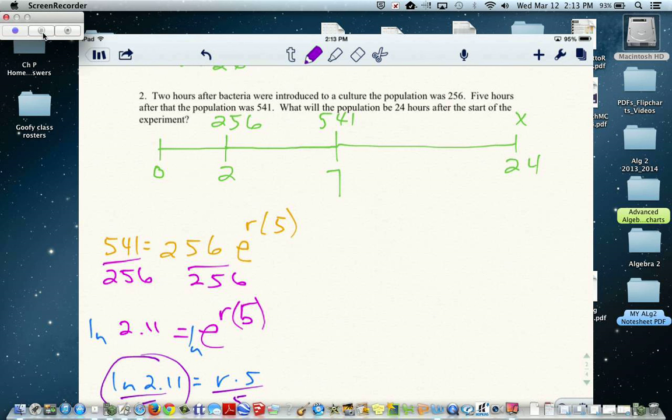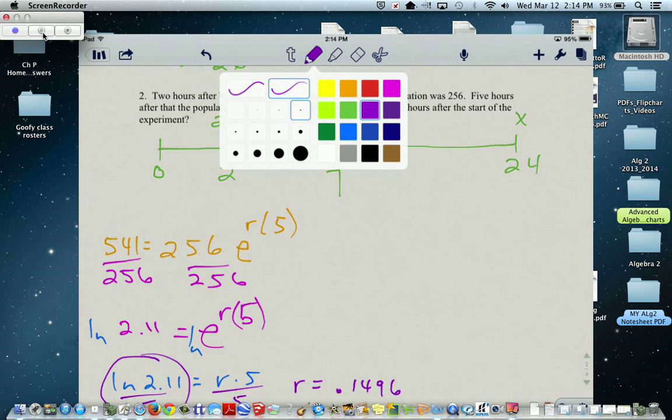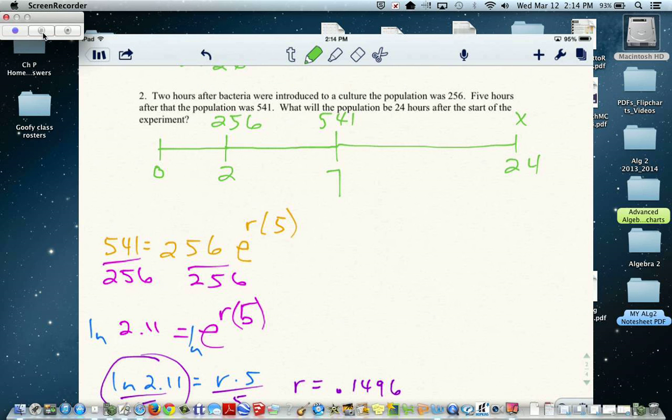So you'd want to take that and go ahead and ln your decimal, and divide by 5, and you should be getting an r value that's really close to 0.1496. But the real question in this problem is to figure out what x is, and so that's the population at the 24-hour mark. So let's just go from the 7-hour mark to the 24-hour mark.